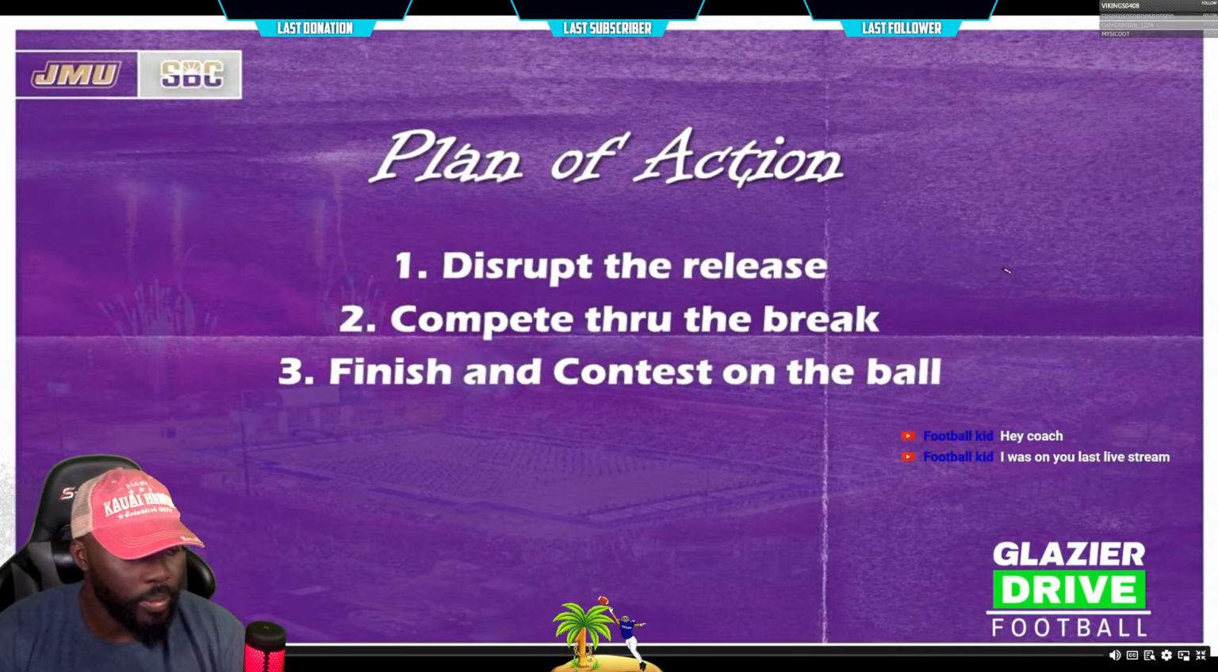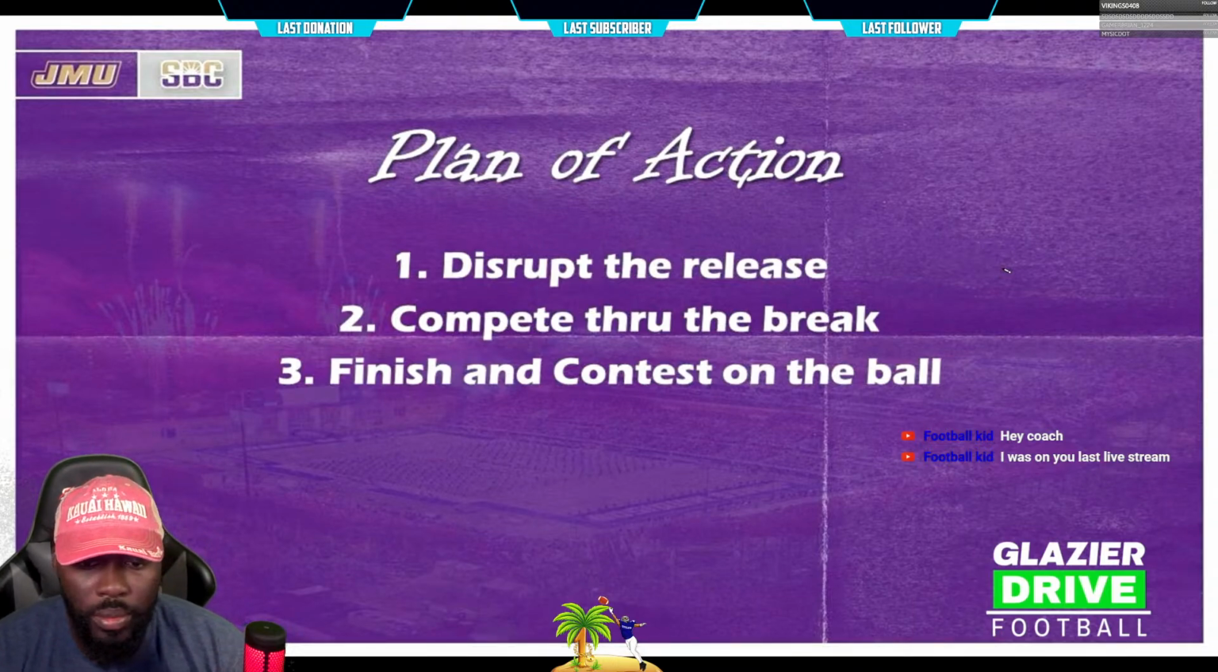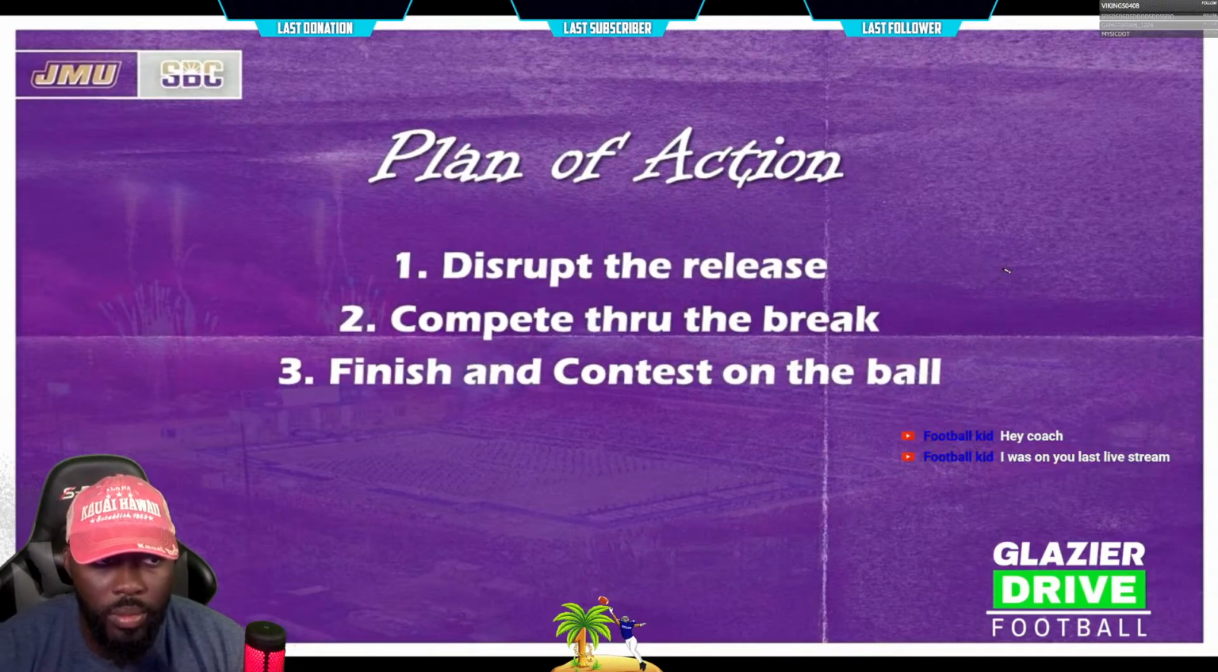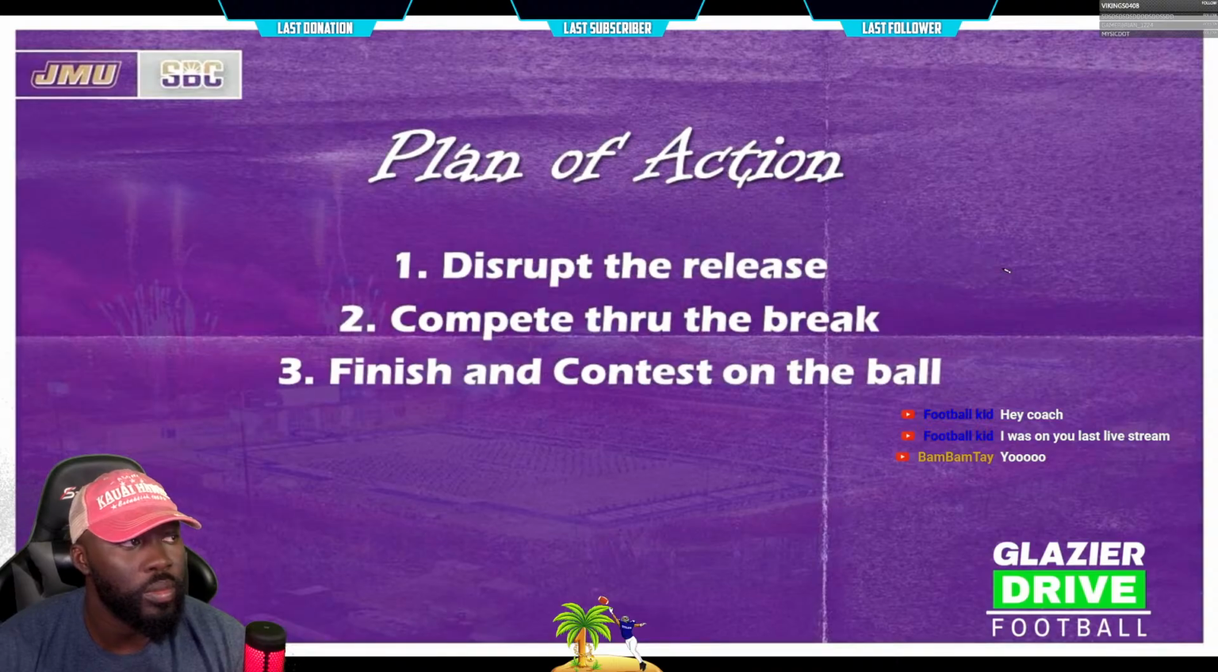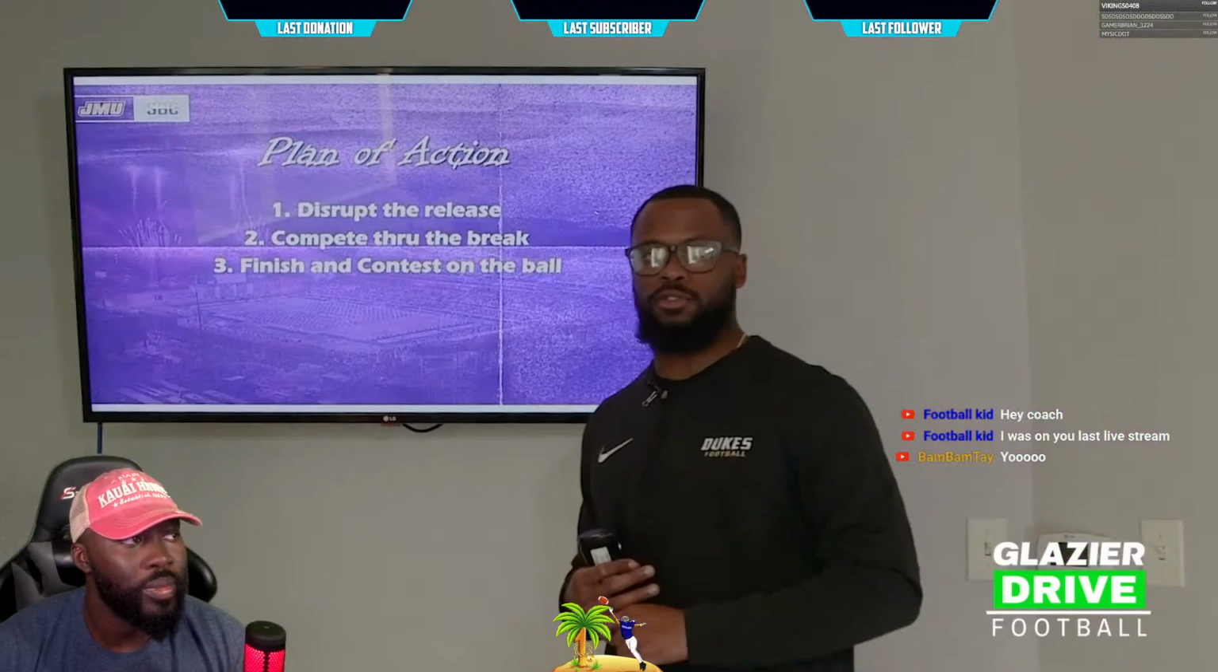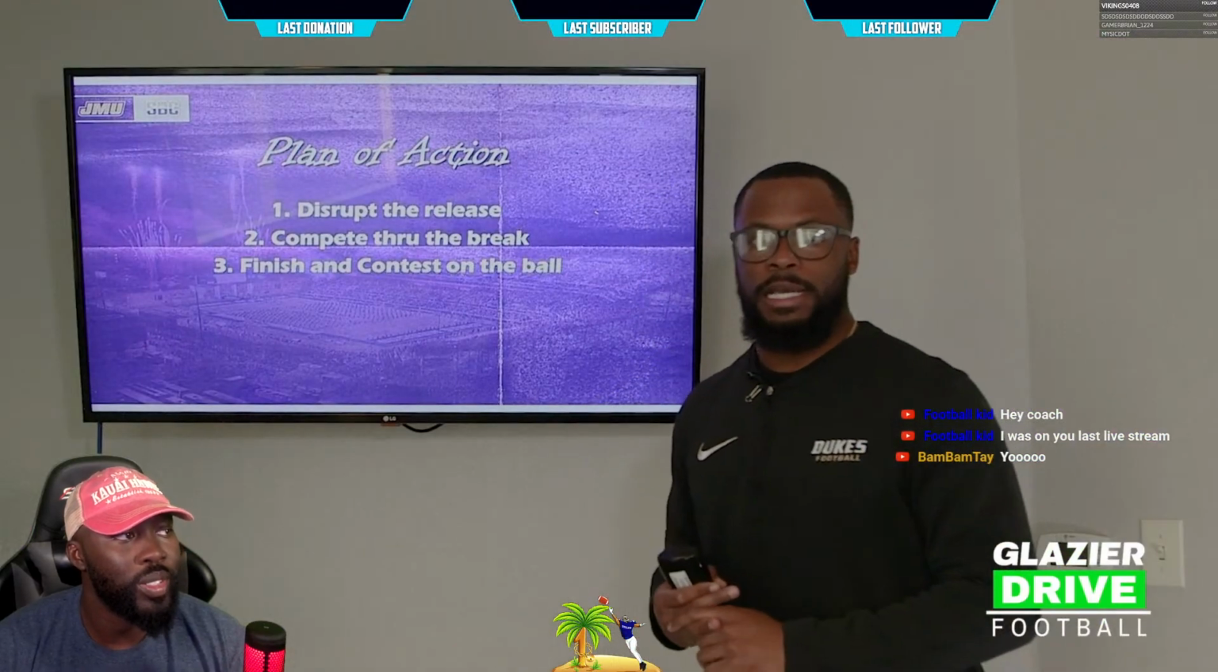Then we want to make sure we're competing through the break point the whole way through, not letting these guys just run around for free. If they want to run routes on air, we don't want to let it happen. So we're making sure we're competing through the break point, and we're disrupting the release.